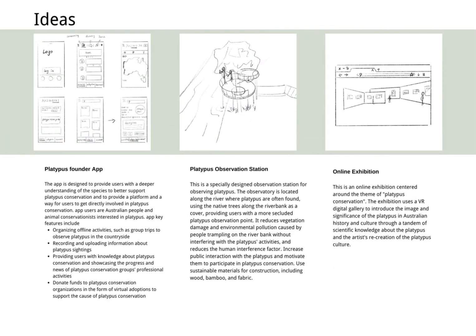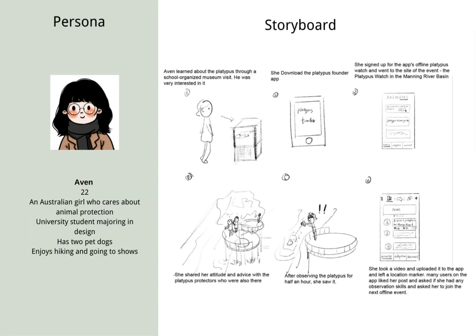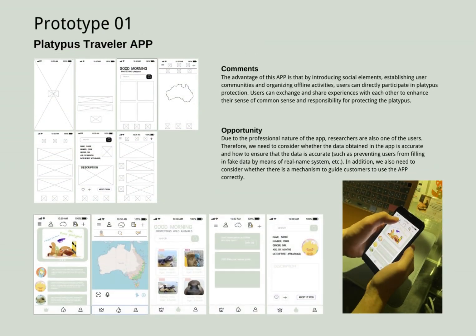This is my personal design experiments. This is an app that allows users to directly participate in platypus conservation, but I also introduce social elements to build a community of users and organize offline activities to enhance interaction between users and increase their sense of common responsibility for platypus conservation. I invited my friend to participate as a user. He told me that many people don't participate in conservation because they don't understand what kind of ways they can protect. So this app makes a lot of sense.